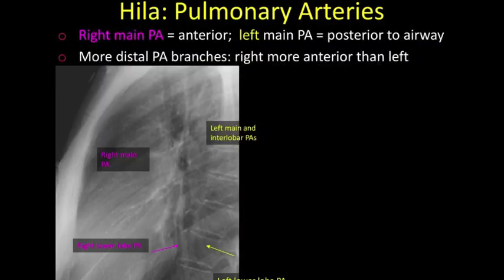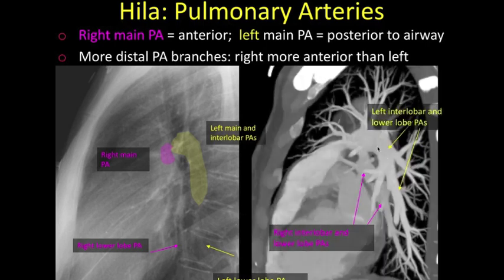So on this lateral radiograph, we see the right main pulmonary artery projecting anterior to the airways, the left upper lobe bronchus and the right upper lobe bronchus. We also see the higher left main pulmonary artery and the interlobar pulmonary artery, and notice how the left lower lobe pulmonary arteries in general are more posterior than the right lower lobe pulmonary arteries.